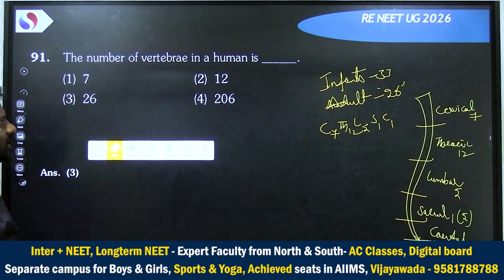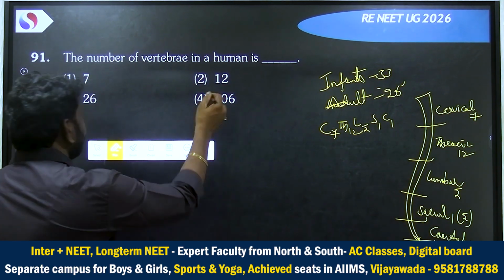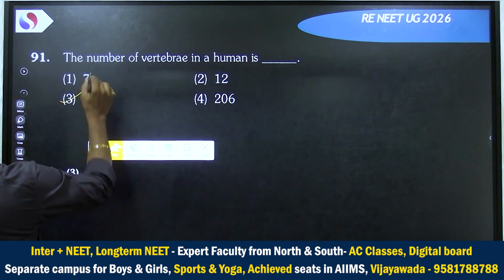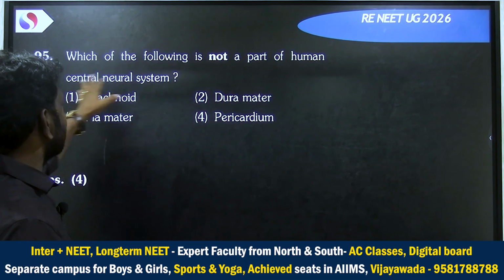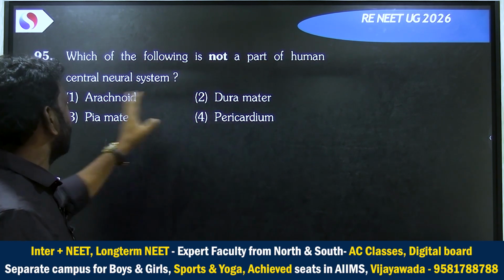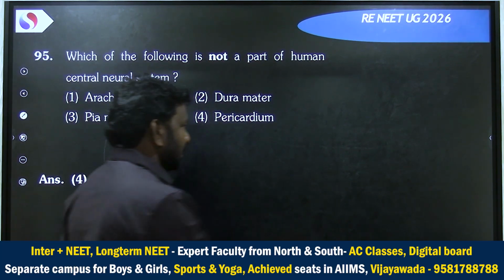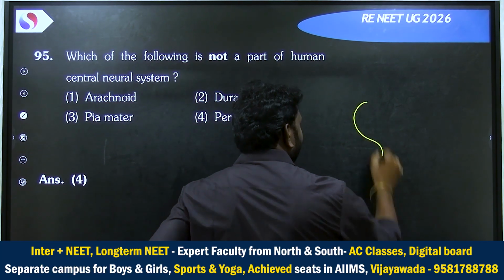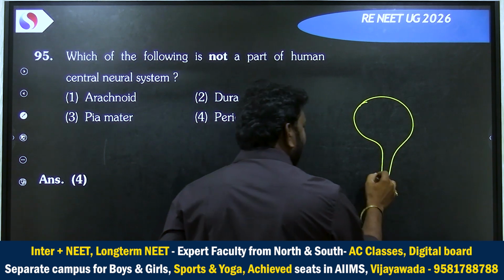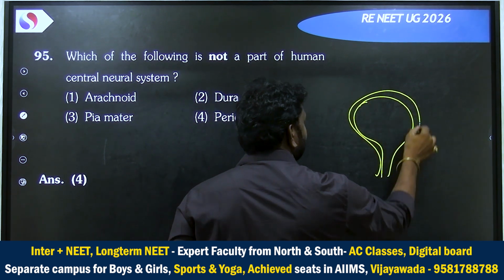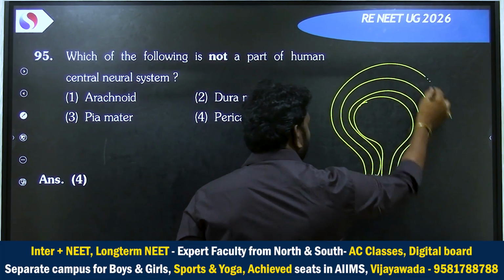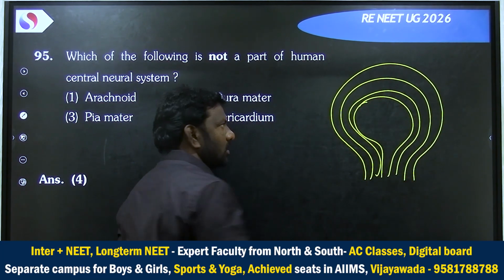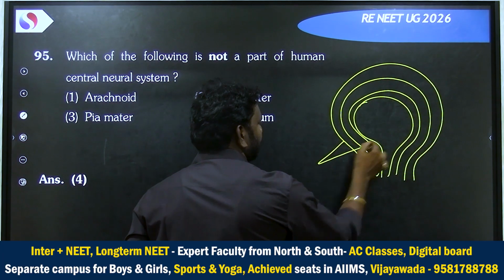They gave the first option 7, second option 12, third option 26, fourth option 206. The answer is 26. Next question: which of the following is not a part of the human central neural system? Generally, the human brain is surrounded by 3 cranial meninges.